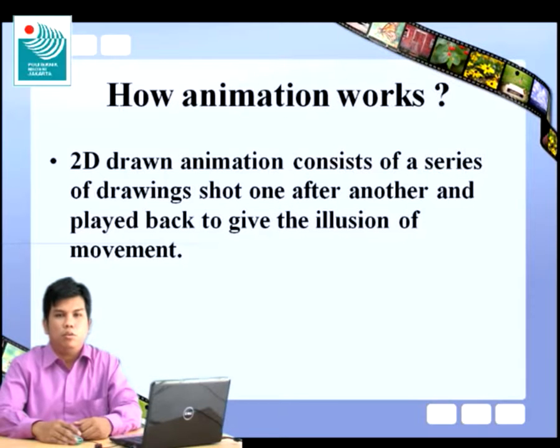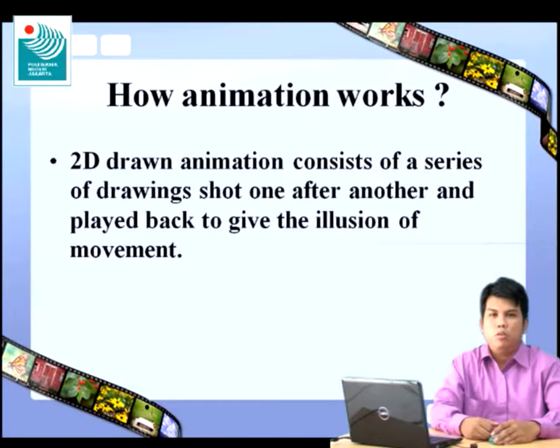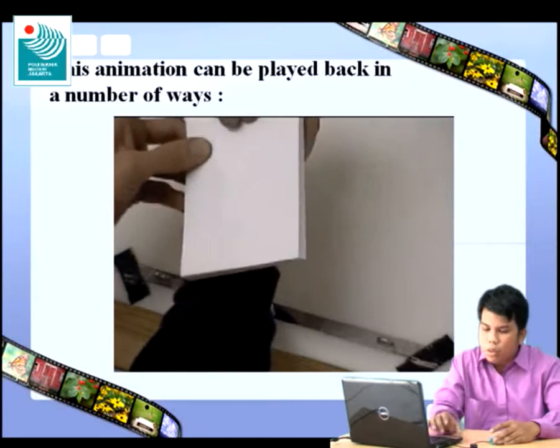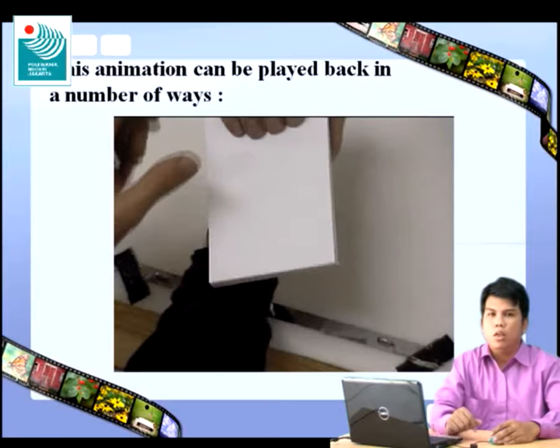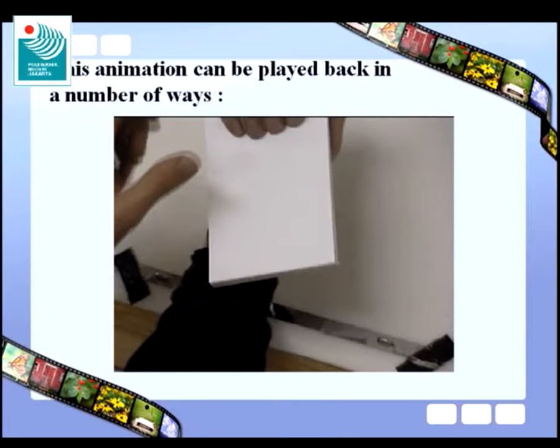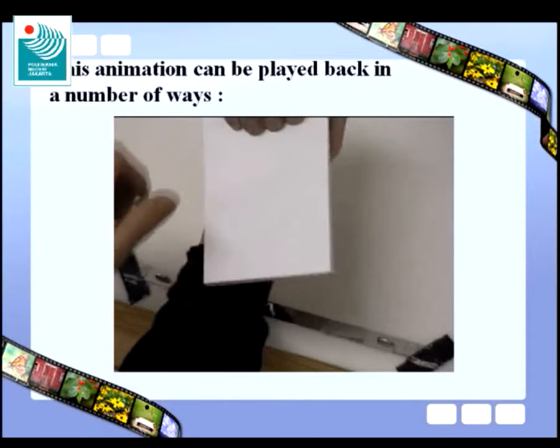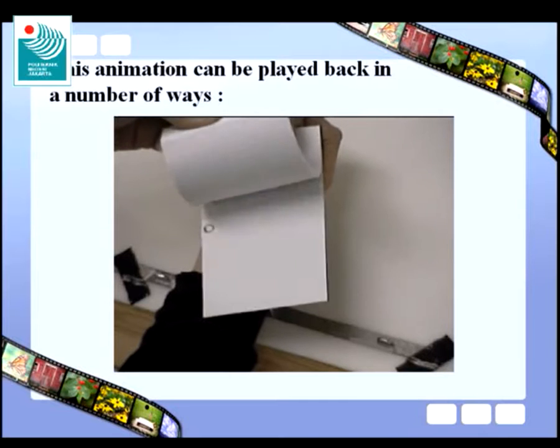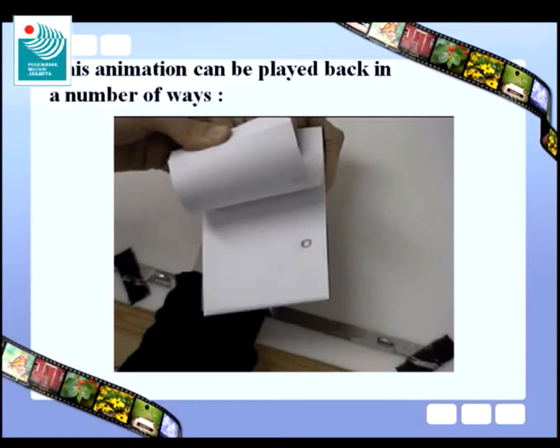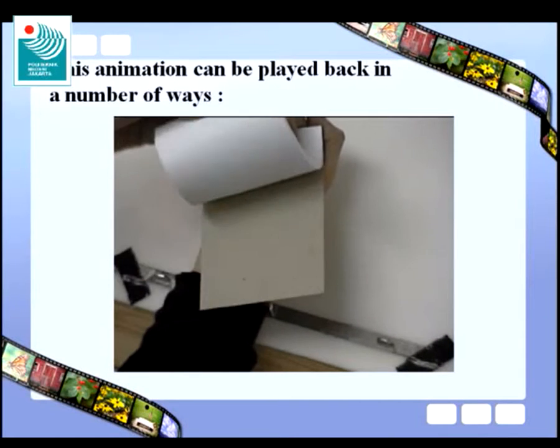How does animation work? 2D drawn animation consists of a series of drawings shot one after another and flashed back to give the illusion of movement. This animation can be played in a number of ways, in the form of a flipboard. Basically, a file of drawings in sequence is bound together and flipped with the thumb.